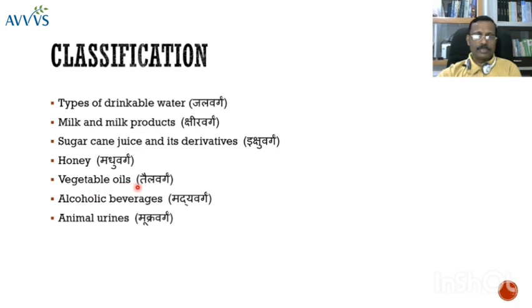And another group is Thaila Vargam, that is vegetable oils like sesame oil, mustard oil and all. And Madhya Vargam goes for alcoholic beverages, different types of Madhyam. And here it is Mutra Vargam. There is a spelling mistake. It is Mutra Vargam. Animal urines, these are not intended for food preparations, but often we use different types of mutra in preparing medicines. So this type of liquids are mentioned in this chapter.